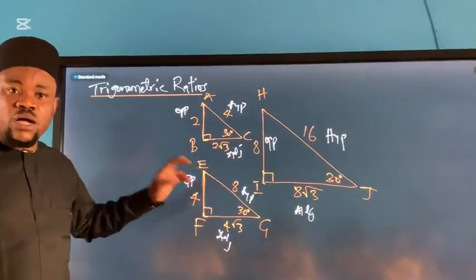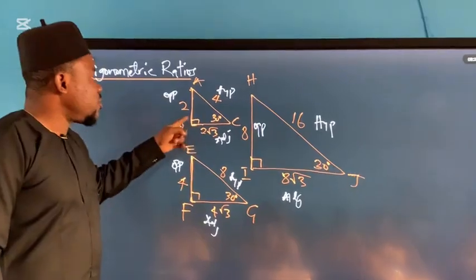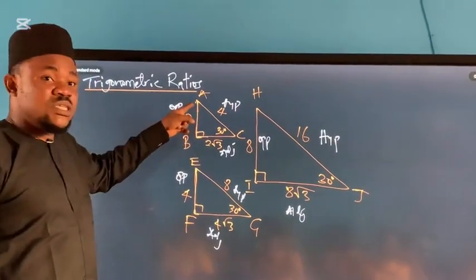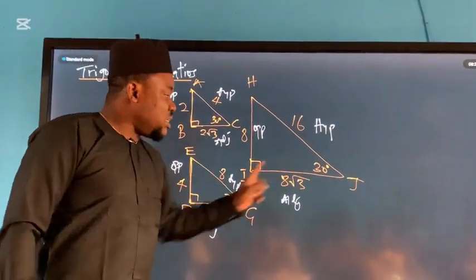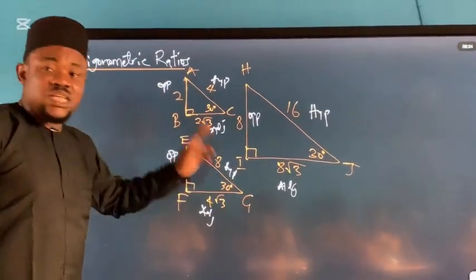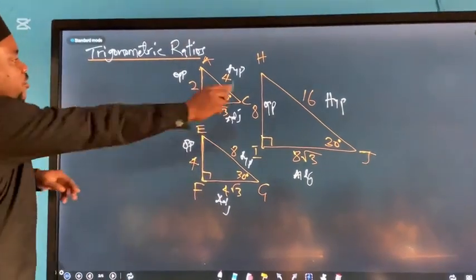I've been able to establish that these triangles are what? Similar. What is similar? Here's what? 30. Here's what now? 90. And here's what? 60. Since their angles are the same, the ratios of their corresponding sides are what now? The same.